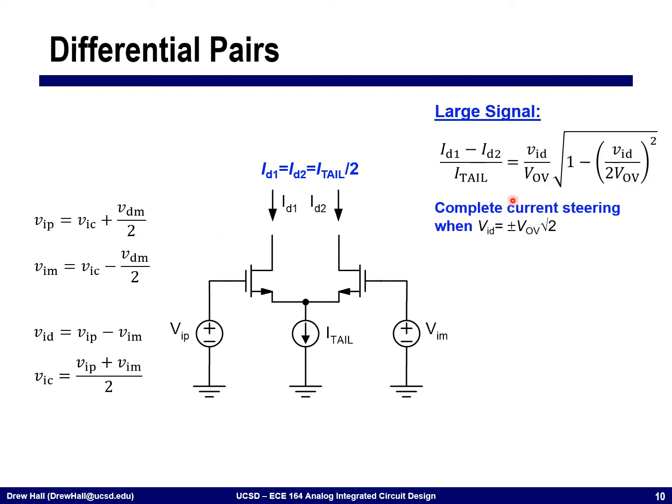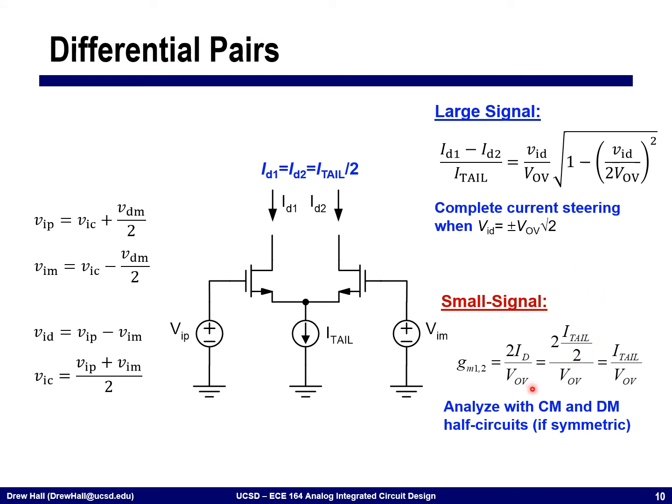We first described the large signal behavior of this device, beginning with the output currents, ID1 and ID2, normalized to their tail current. And we showed this notion of what's called complete current steering. That is when we're directing all of this tail current towards one side or the other. And this occurs when the differential mode voltage is greater than plus or minus the overdrive voltage times the square root of 2.